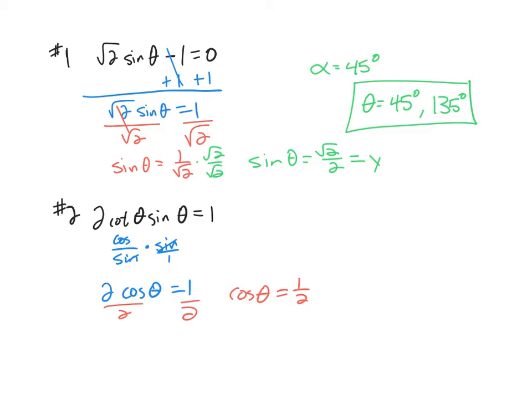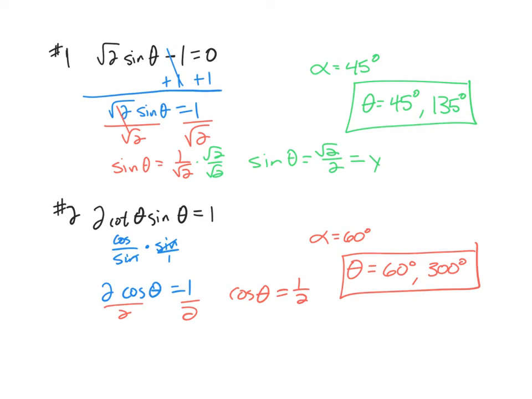Now I need to know what angle measures have a cosine ratio of 1/2. This is a reference angle of 60 degrees, where the x value would be 1/2. And we're looking for angles where cosine is positive. Cosine is positive in quadrant 1, where the reference angle is 60 degrees, and in quadrant 4, which is a 300-degree angle for a reference angle of 60. So my answers for that second equation are theta equals 60 degrees and 300 degrees.